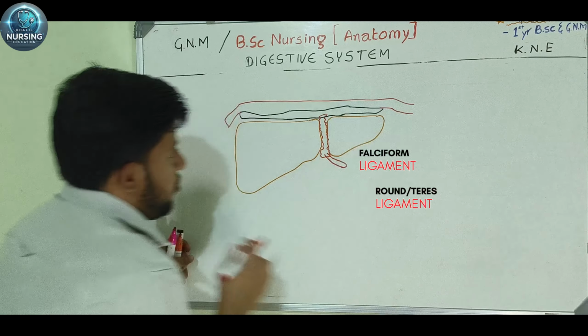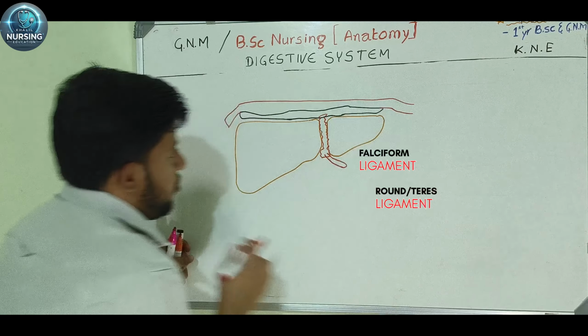Now about the portal vein. I will take it as black color. This is the portal vein. Next, I will write another one, the hepatic artery. This is the hepatic artery. This one is the portal vein. Now, the portal vein carries blood from where?